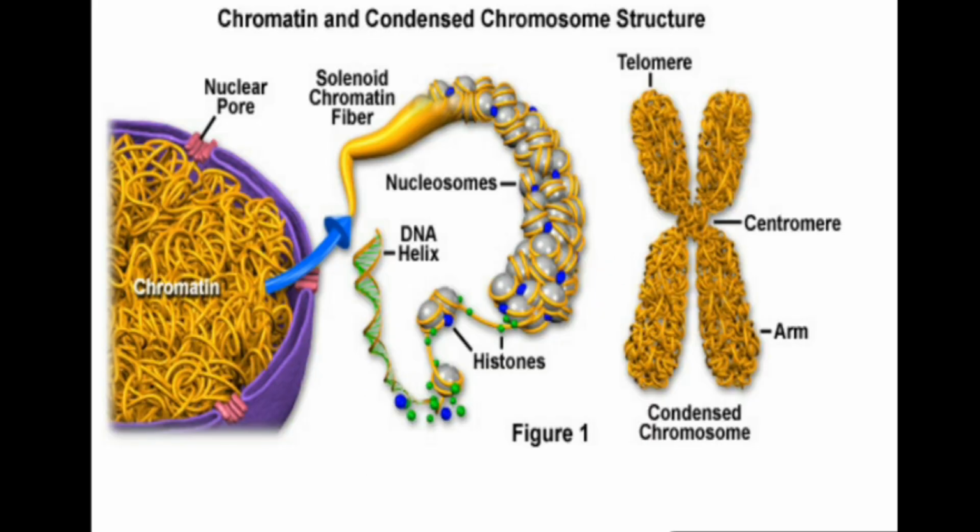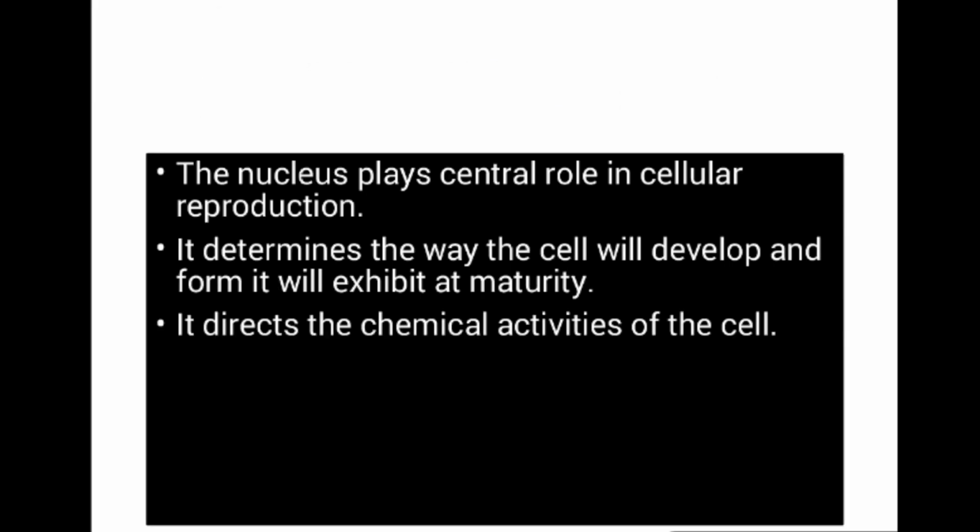What is this chromatin network? Chromatin network is nothing but DNA and proteins. We cannot see them regularly, but at the time of cell division, the entire chromatin network gets condensed to form a proper chromosome structure. The nucleus of a cell has very important roles to perform. It plays a central role in reproduction. It helps to determine the way the cell is supposed to develop, grow and mature. The nucleus also directs the various chemical activities inside the cell.